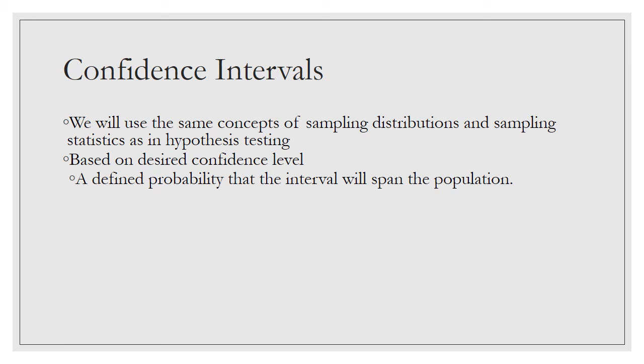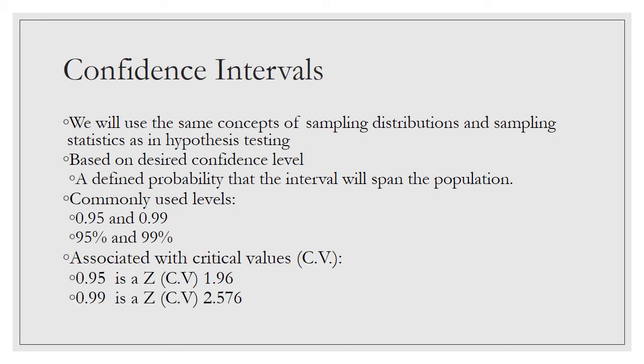Confidence intervals are based on a desired confidence level. It's a defined probability that the interval will span the population parameter. Some commonly used levels are 0.95 and 0.99. We say we have a confidence interval of 95% or 99%. That defines the probability, or the percent, of that interval. So for example, in a 0.95 confidence interval that we're constructing, the researcher wants an interval on the scale of measure that includes 95% of the area of the sampling distribution.